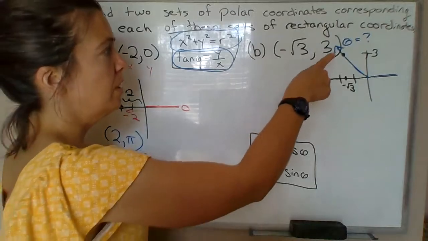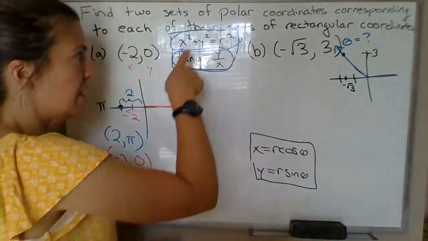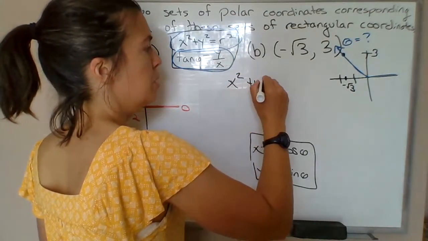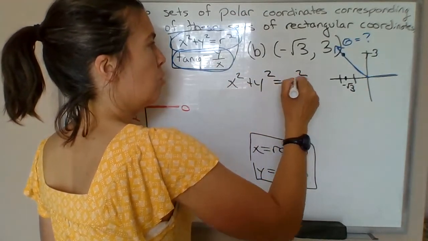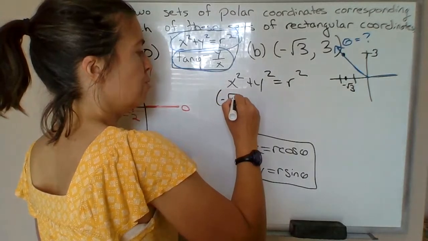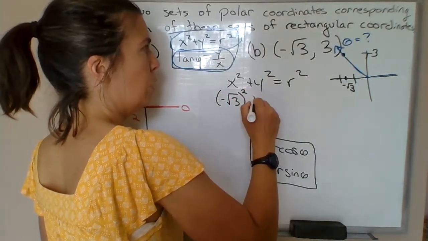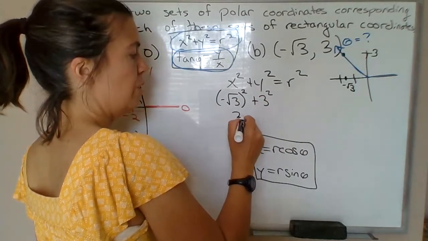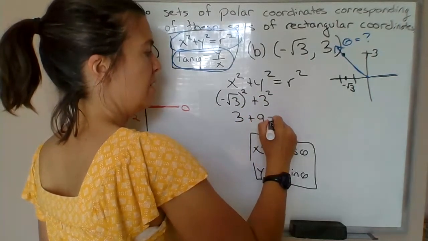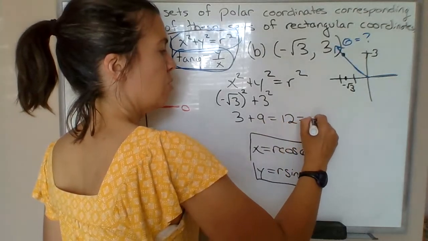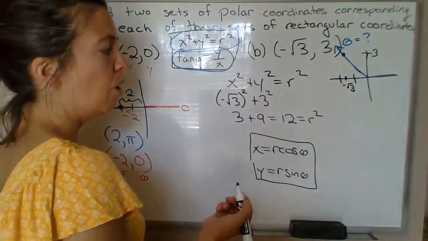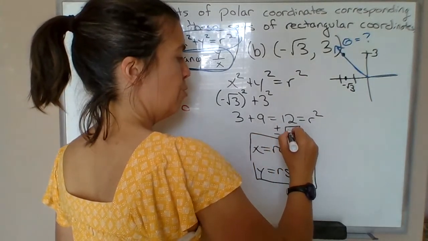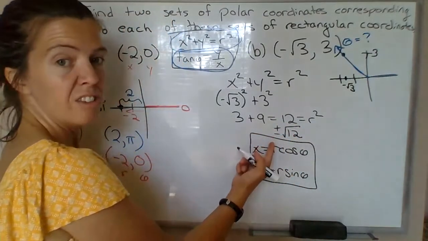Okay, anyway, so let's use the equations. x squared plus y squared equals r squared. Let's do that one first. I guess that's the most straightforward. So x is negative square root of 3. y is 3. When you square it, that's positive 3 plus 9. So 12 equals r squared. So r may be plus or minus the square root of 12, which it's nice to simplify.